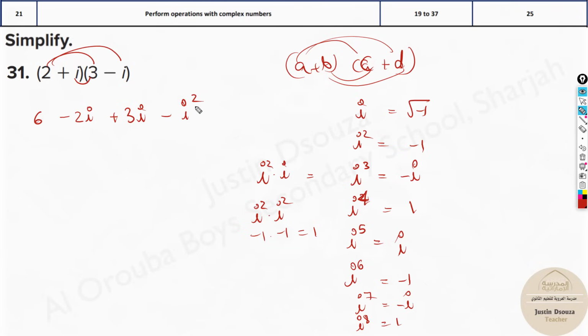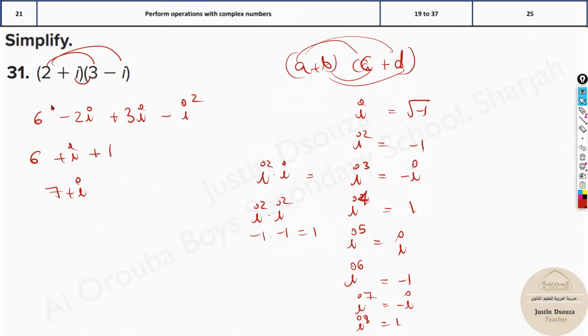But here now you just have i squared. So i squared becomes minus 1 here, and this minus and minus becomes plus. It'll be 6 minus 2i plus 3i, that is plus i, and over here it will be plus 1. 6 plus 1 is 7 plus i. This would be the final answer.